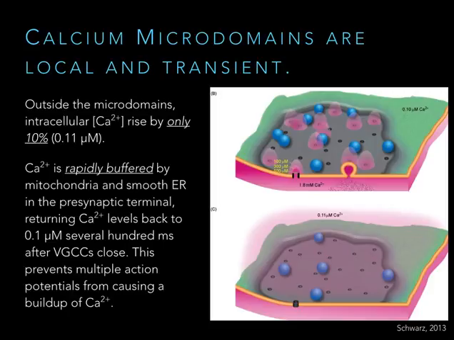So this way, each action potential gives you the same reliable release of neurotransmitter, right? Because we don't just keep elevating our intracellular calcium levels. This would eventually kill the neuron. So we keep everything very tightly wrapped up in the active zone. We're only increasing calcium immediately surrounding voltage-gated calcium channels. Anywhere outside of that, it only has about a 10% increase, which isn't enough to do anything. Then that's quickly buffered by mitochondria and smooth ER.